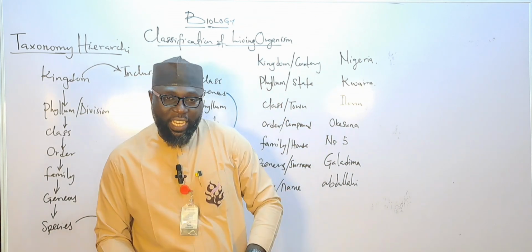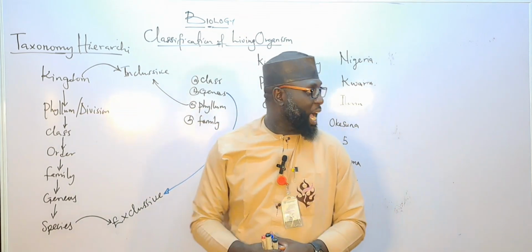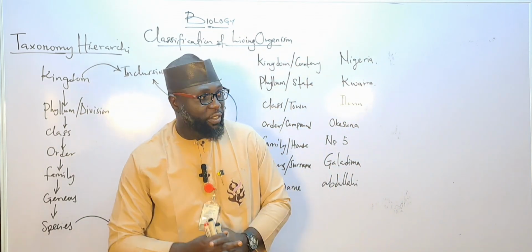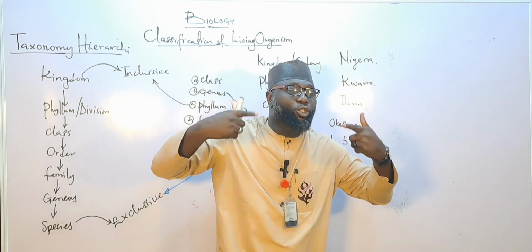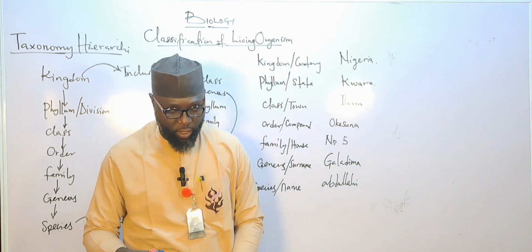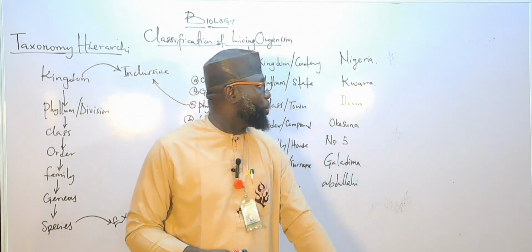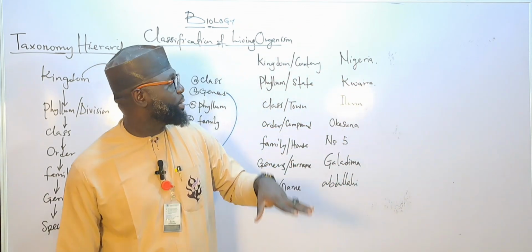And after that, the last person that came is called R.H. Whittaker. R.H. Whittaker classified all living things into 5 kingdoms, based on the types of nucleus they have, which is prokaryotic and eukaryotic. It gives us Kingdom Monera, Kingdom Protista, Fungi, Plantae, and Animalia.